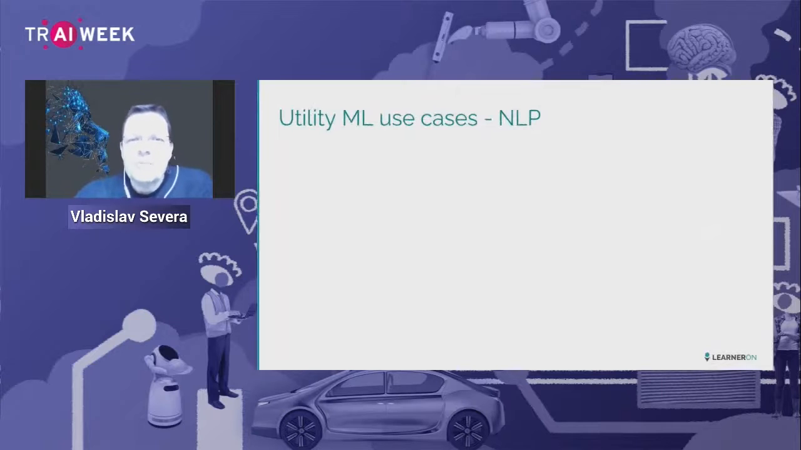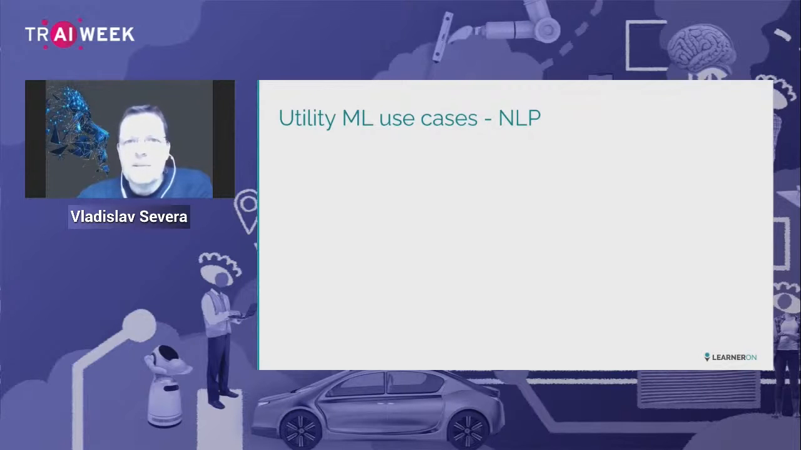And when I speak about the machine learning use cases which we are utilizing, they are broadly falling into two different categories. The first category is utility machine learning use cases, those which are just supporting the smooth operation of LearnerOn. And the other category are the strategically really important ones, those which are defining the functionality of LearnerOn. So I will start from the utility machine learning use cases.